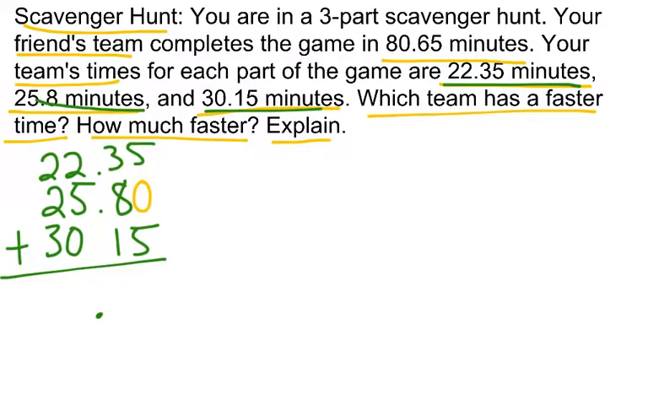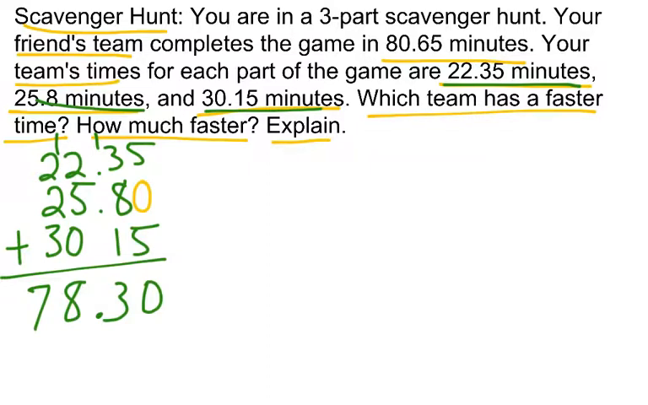So I'm adding 5 plus 0 plus 5, which is 10. Carry the 1. And 1 plus 3 plus 8 plus 1, which is 13. Carry the 1. And 1 plus 2 plus 5, which is 8. And 2 plus 2 plus 3, which is 7. So my time for my team was 78 and 30/100ths. So 78 and 3/10ths is another way of looking at it.